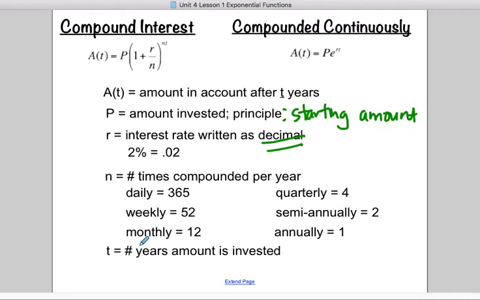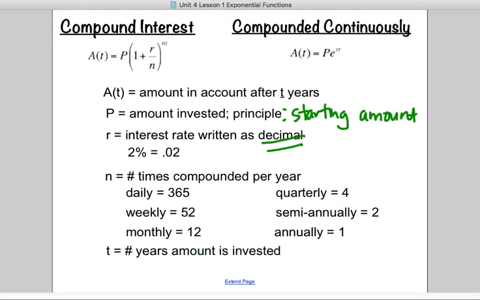And then N is the number of times compounded per year. So if you hear daily, that's 365 days a year. Weekly, there's 52 weeks in a year. Monthly, 12 months in a year. So there's all of those. So that's what N is. And then T is the number of years it's been invested. Okay, so we have those equations.